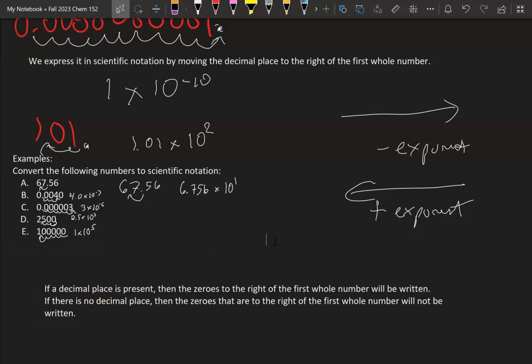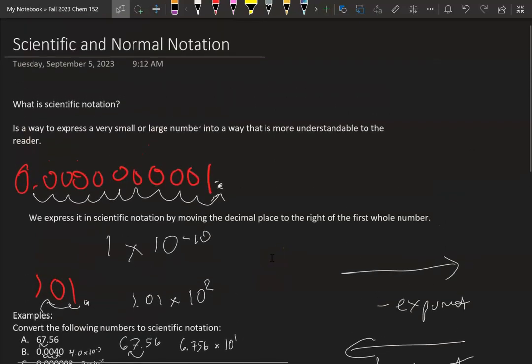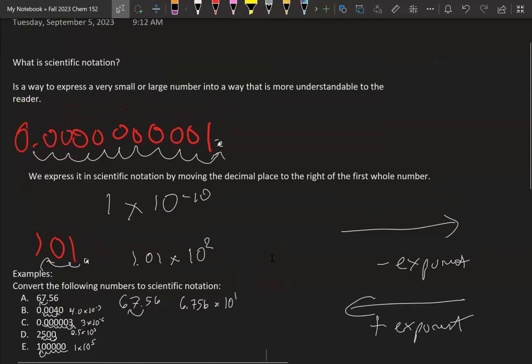So, you guys will have that problem set to work. But for now, that's what I wanted to cover today, is just how you express a number from normal to scientific notation. This is something that you will be utilizing in the future, especially when we get into significant figures and as we progress through the semester.